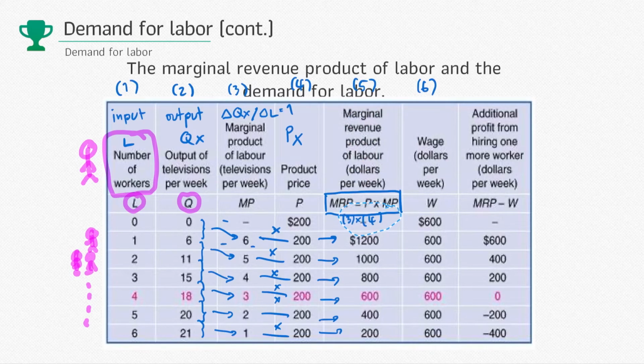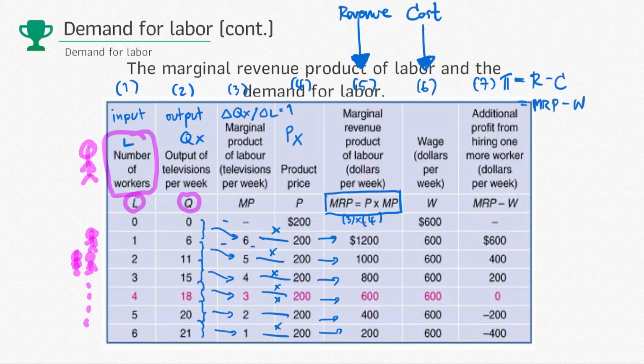And we see that this is from the perspective of the income of the entrepreneur, right? It's revenue. Then here we have wage, which we understand as the cost of production. Cost of production, now we hire labor. So the wage rate is 600 per week. Then column 7 is pi, right? Pi equals revenue minus cost, or MRP minus wage.